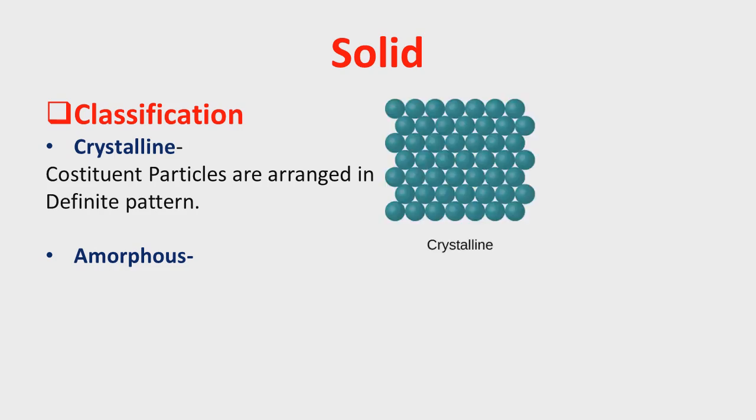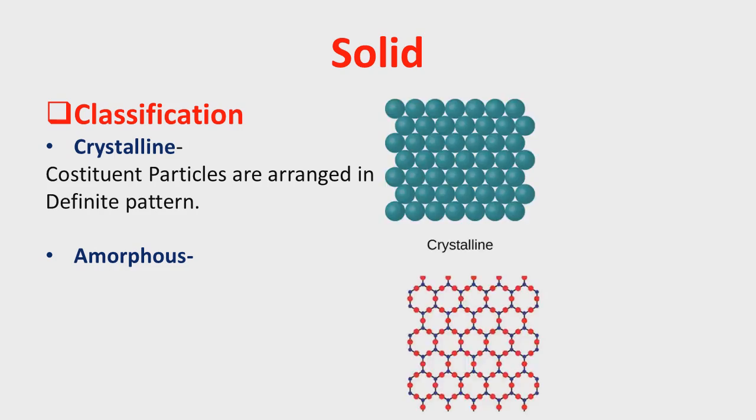Now you can see in both these images, constituent particles are arranged in a definite pattern or in a regular pattern, and therefore we call it a crystalline solid. The best example of this crystalline solid is table salt, which is called sodium chloride, and also diamond.